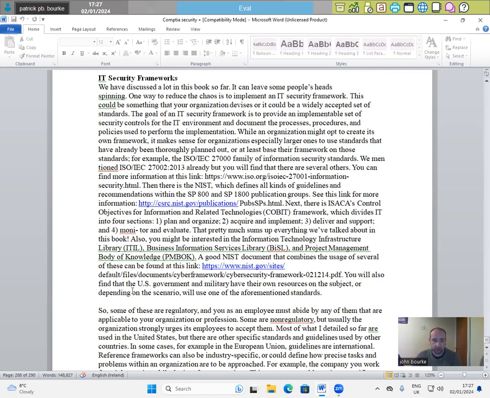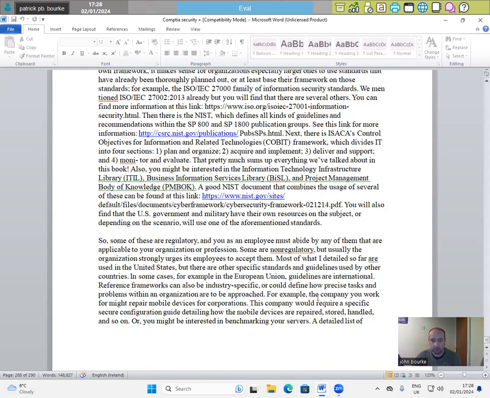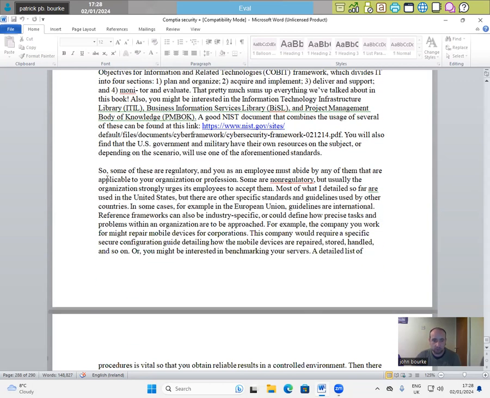You will also find that the US government and military have their own resources on the subject, or depending on the scenario, will use one of the aforementioned standards. So some of these are regulatory, and you as an employee must abide by any of them that are applicable to your organization or profession. Some are non-regulatory, but usually the organization strongly urges its employees to accept them.